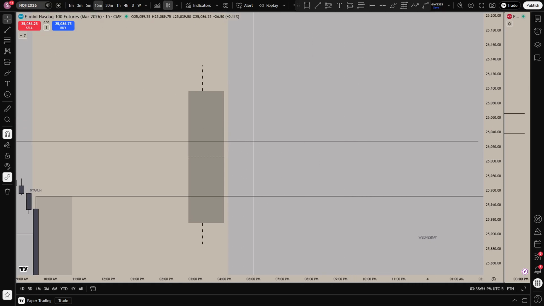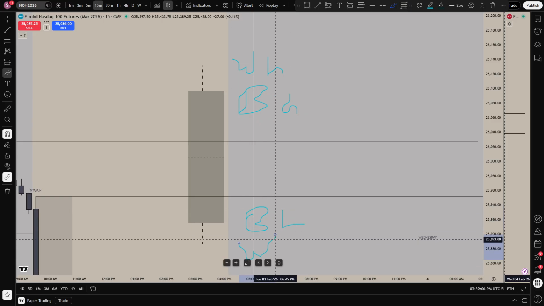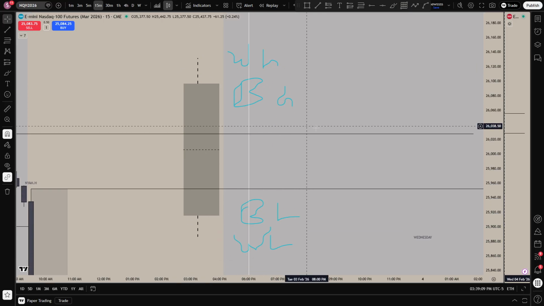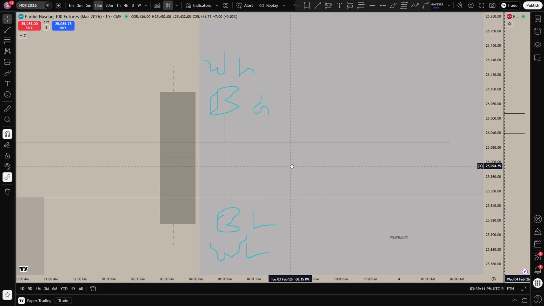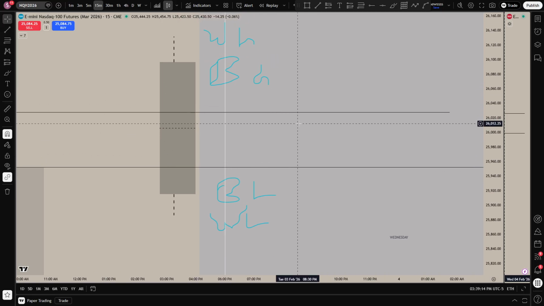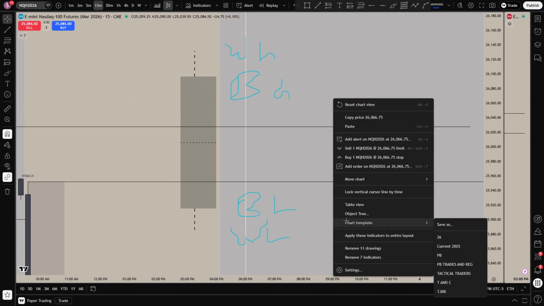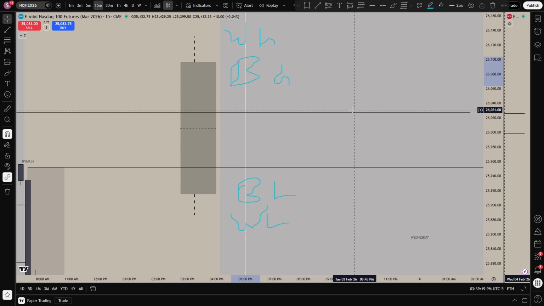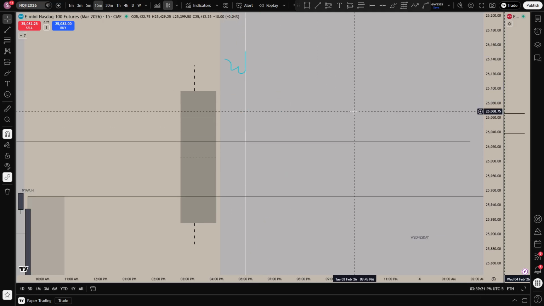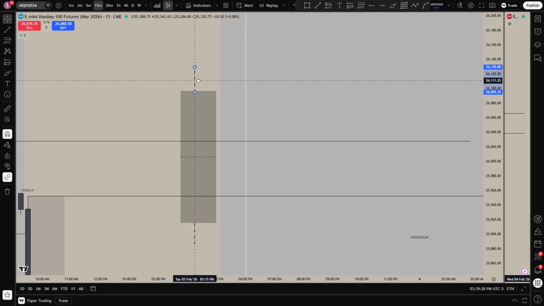So this is our, forgive my writing: wick high, body, low, wick low. So you have your wicks, wick low, wick high, body. These aren't very important besides the wicks. The wicks are actually a little bit more important than the body, sort of. They're kind of both important, but you'll see what I mean here in a second.